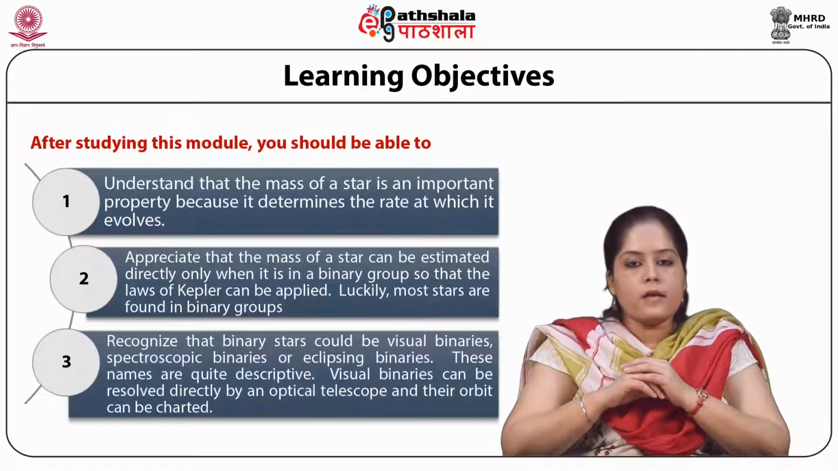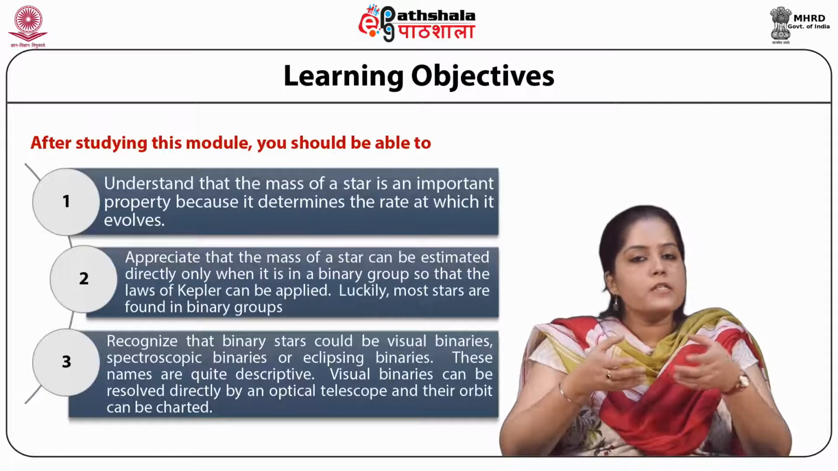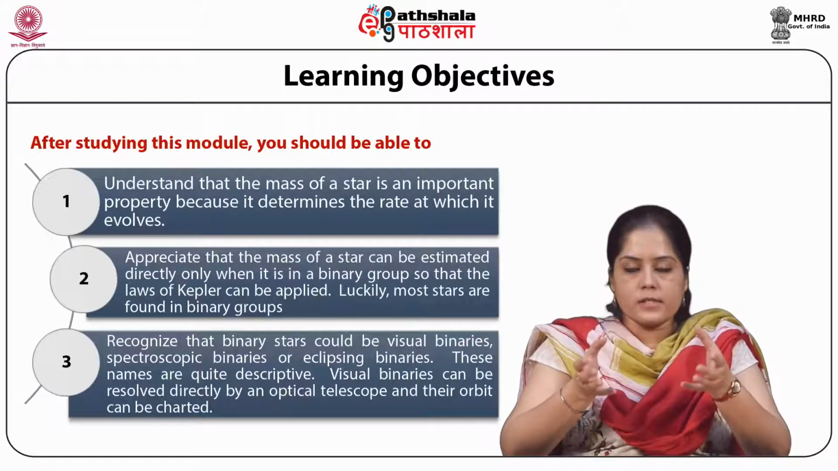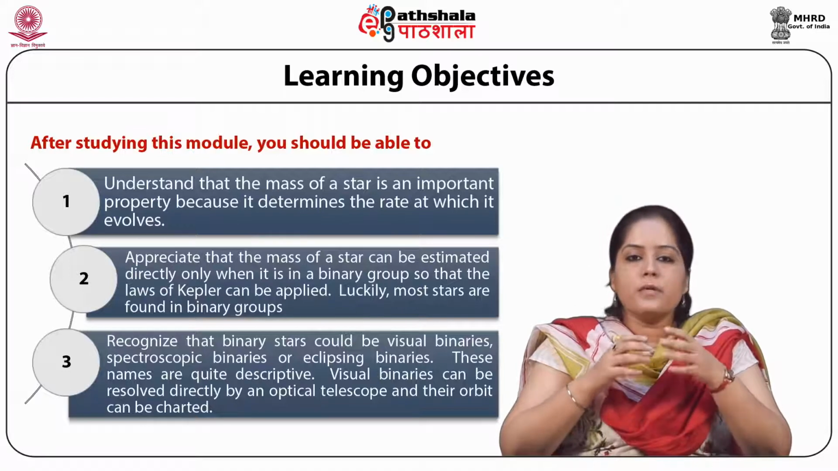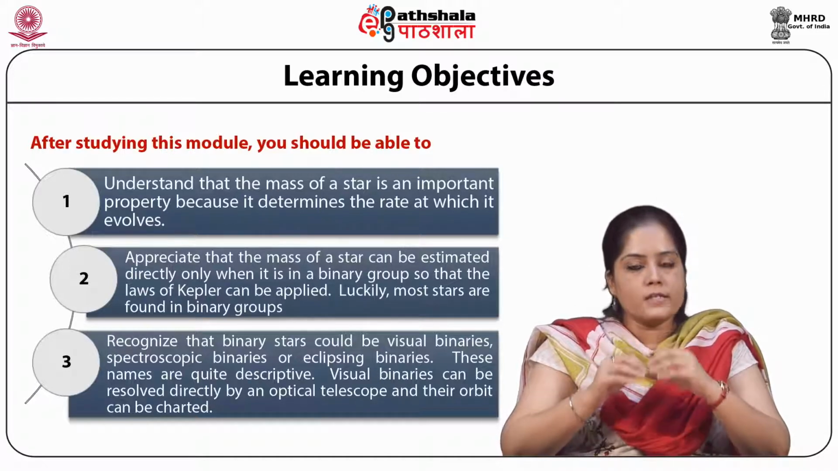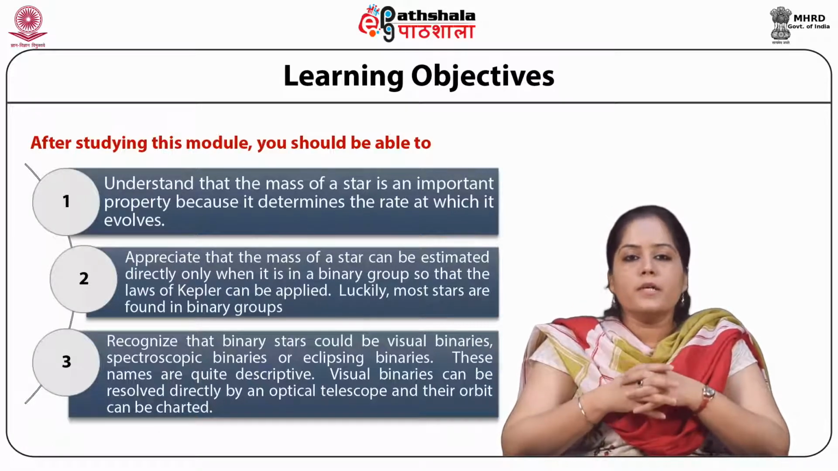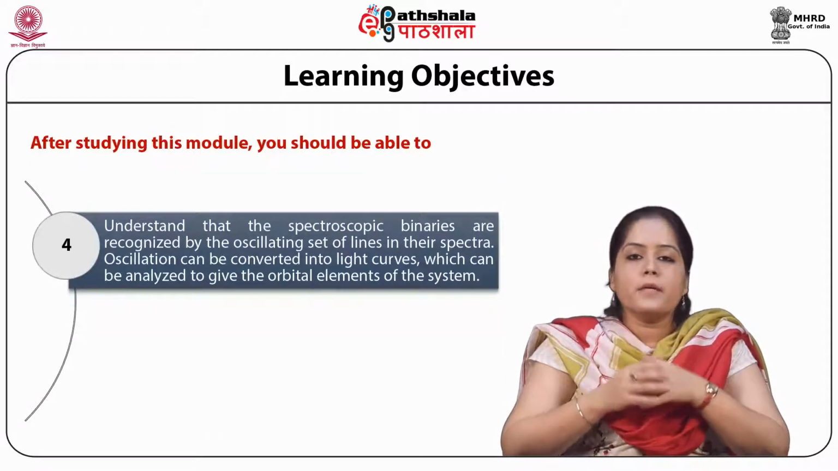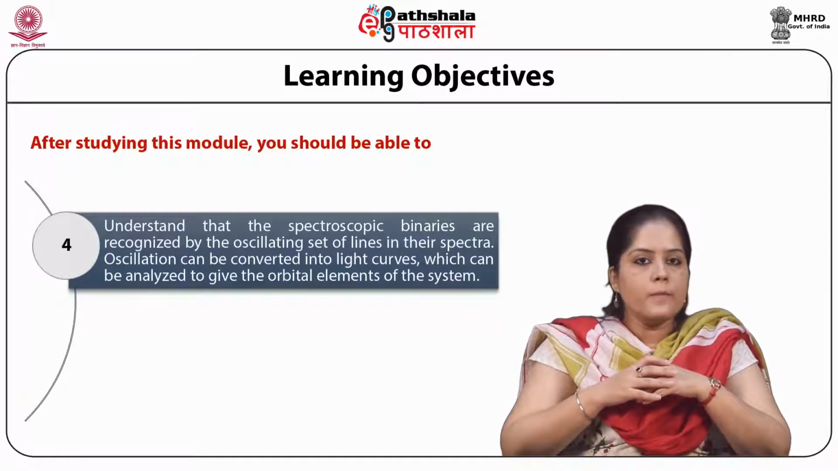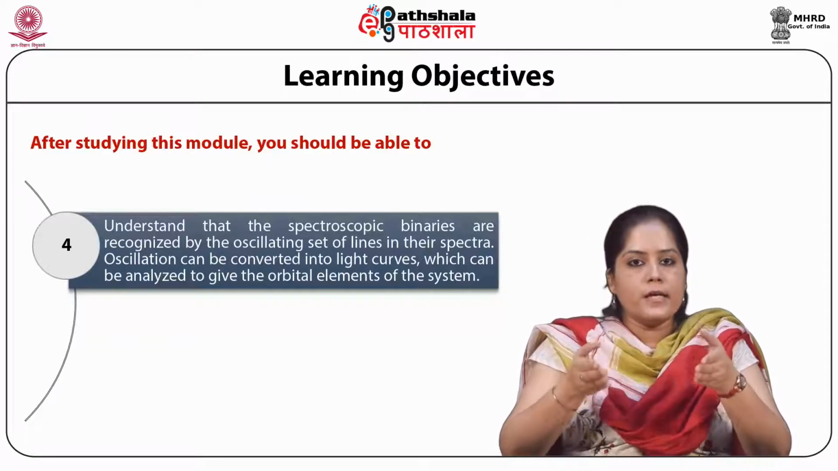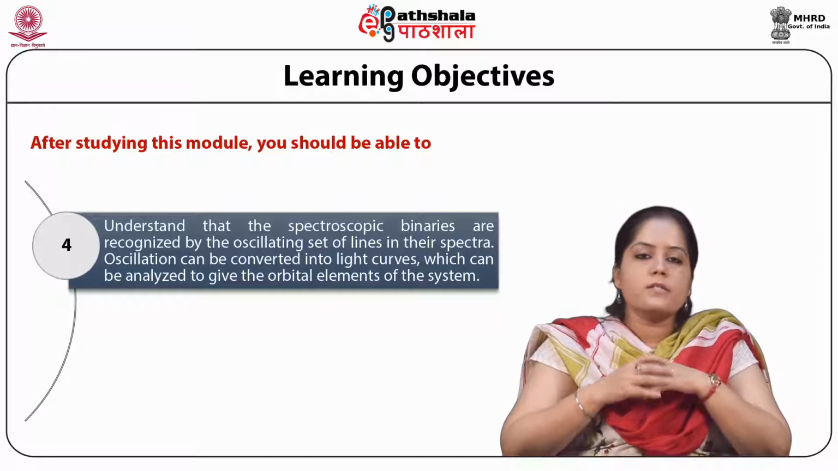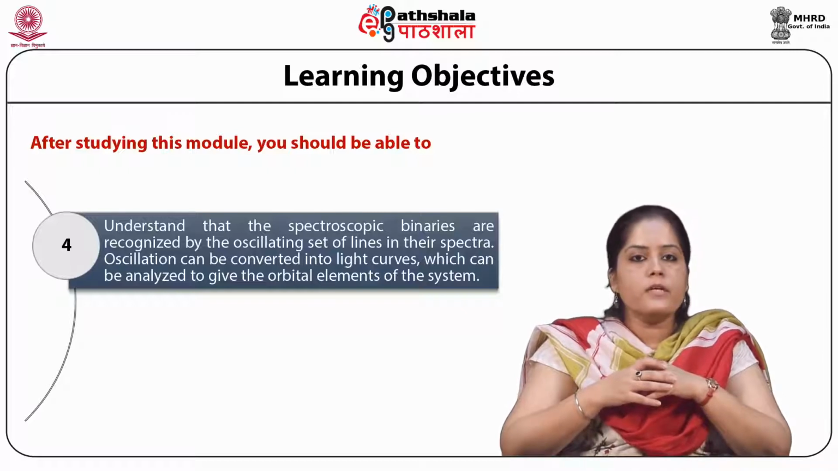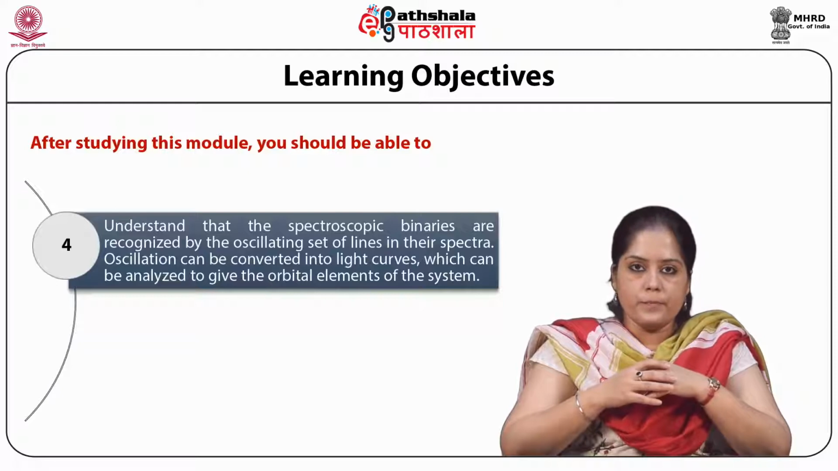Recognize that binary stars could be visual binaries, spectroscopic binaries, or eclipsing binaries. These names are quite descriptive. Visual binaries can be resolved directly by an optical telescope and their orbit can be charted. Next, you will be able to understand that spectroscopic binaries are recognized by the oscillating set of lines in their spectra. Oscillations can be converted into light curves which can be analyzed to give the orbital elements of the system.